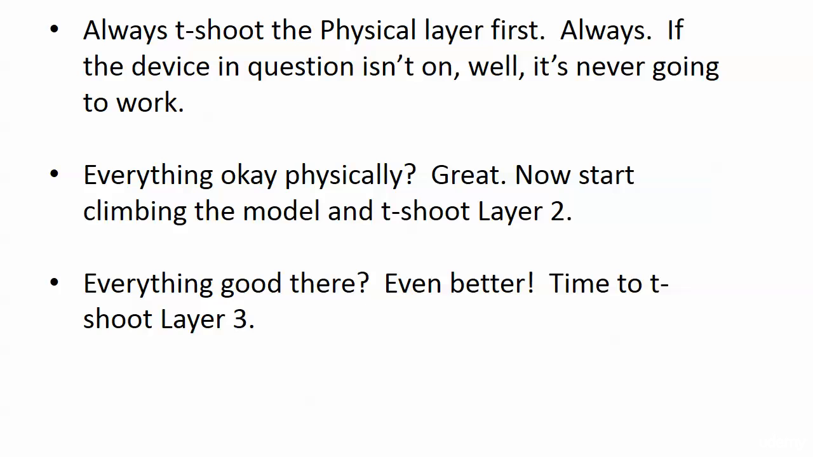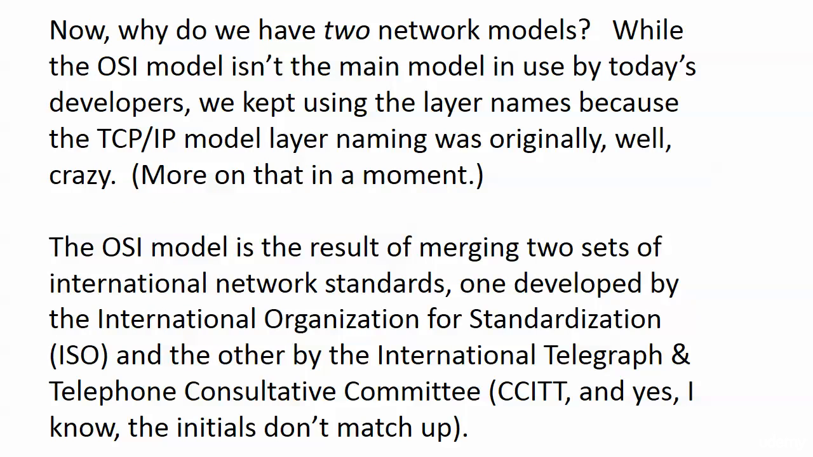Because if everything's fine physically in your network issue, fine, wonderful. Start climbing the OSI model. Troubleshoot layer 2. If everything's good there, even better. Time to troubleshoot layer 3. But don't just sit down and start doing show config and just looking around and not really having a plan as to what you're doing. Go layer 1, layer 2, layer 3, and you'll be amazed at how many issues actually are layer 1.